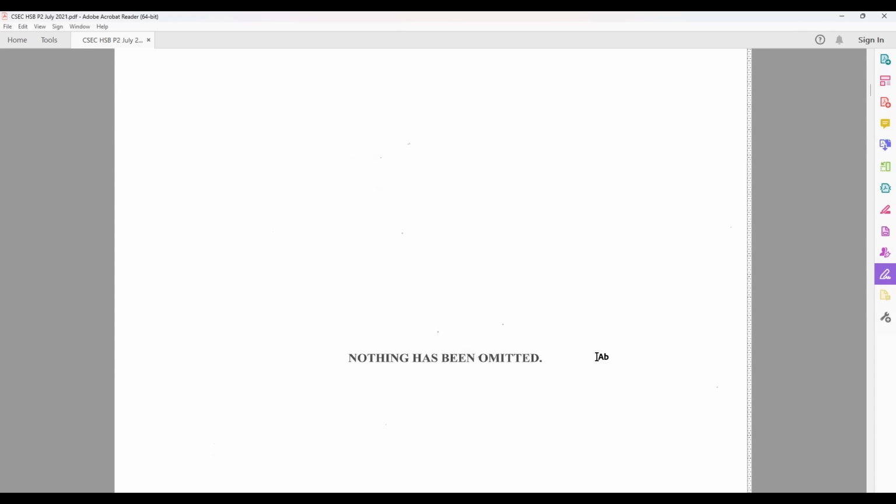And this simply means that there is nothing to be expected on this page of the paper. Remember, when these booklets are being printed, they must print with even numbers. So depending on how long the paper is, sometimes they have to insert blank sheets. And once a blank sheet is inserted, they would print on it "nothing has been omitted," so a candidate does not think that their page has a missing print, right?